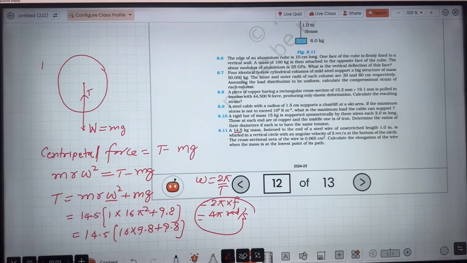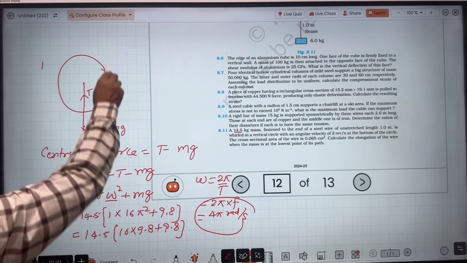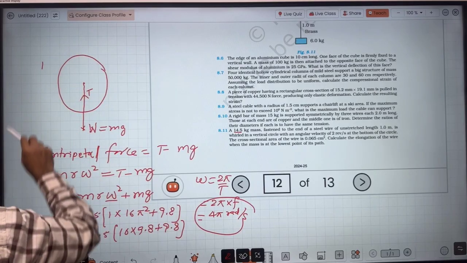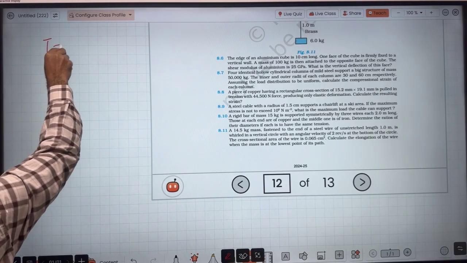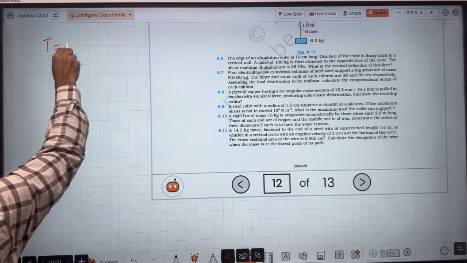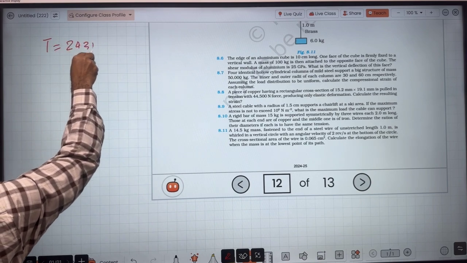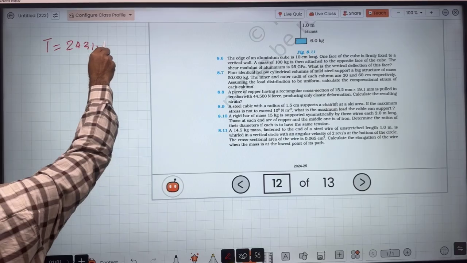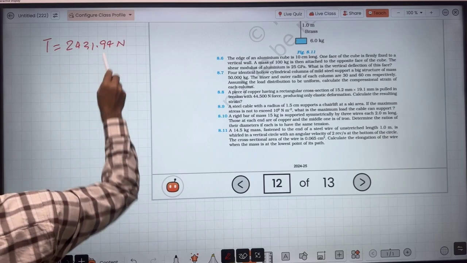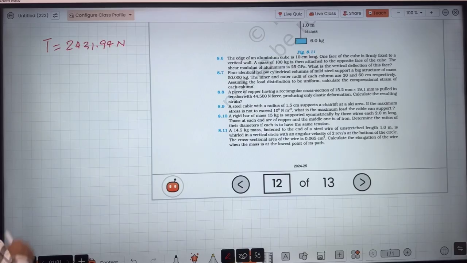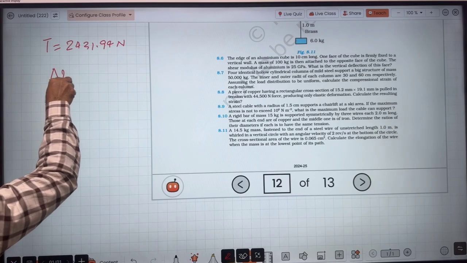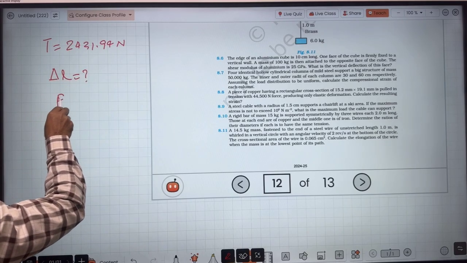We can simplify. So from here we will get the tension, T will be equal to 2431.94 Newton. So up to here there is no problem. Now we have to find out delta L, and you know how to find delta L.